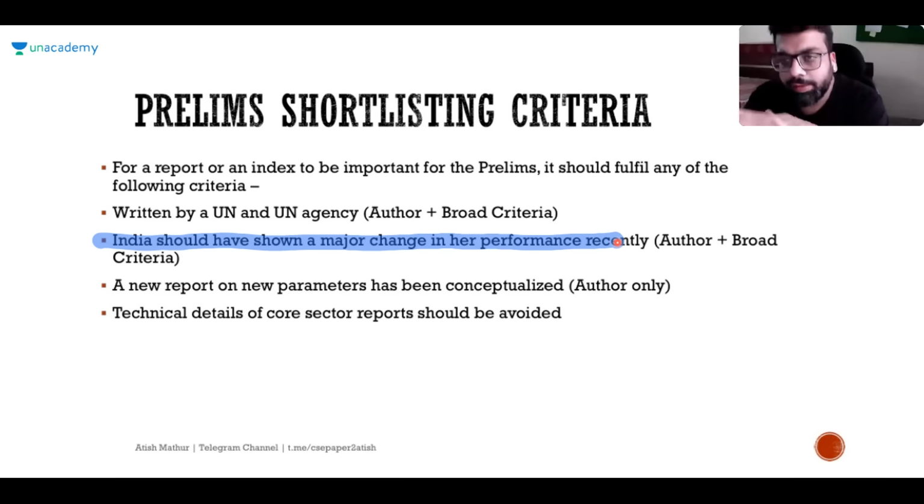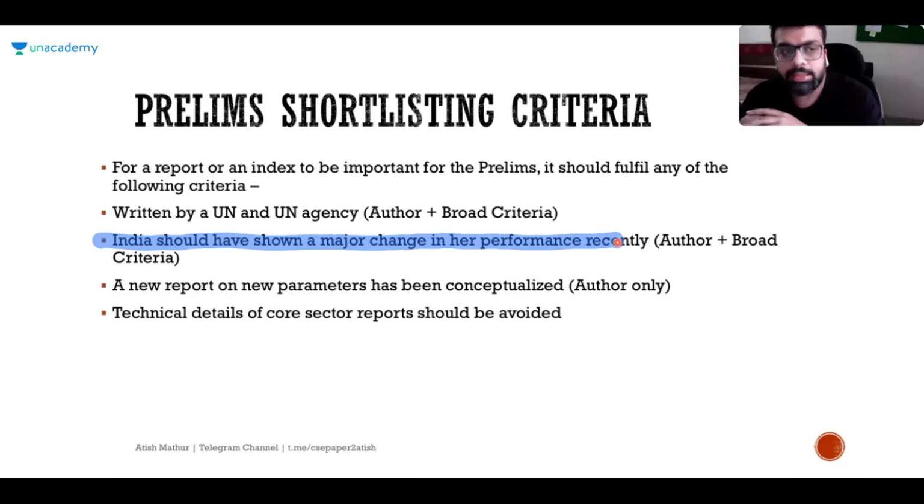There are very, very few cases where a report has been asked where India has performed badly on it. But just to cover all bases, I have ensured that all of them are available. Okay, so the idea is India should have shown a major change in her performance recently. Now, this usually means a higher performance or a better performance, so to speak. And if that is the case, then the author and the broad criteria of the report must also be known.